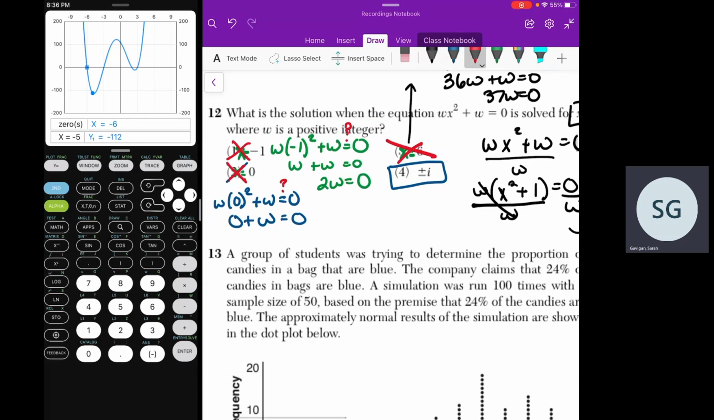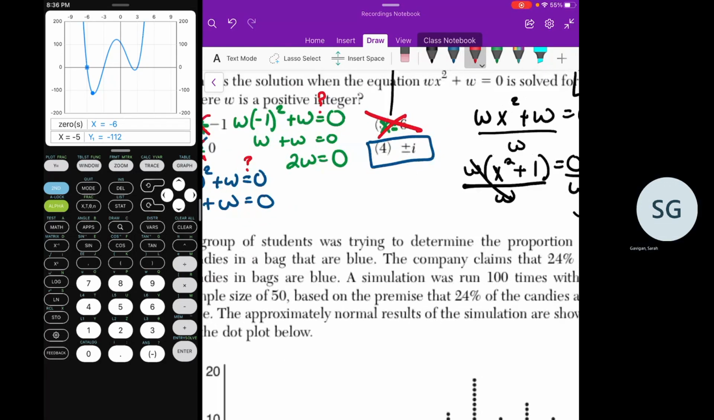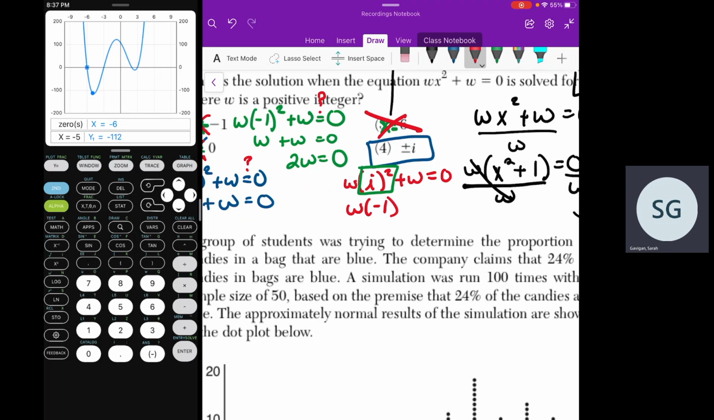So i actually works. Let me show you why. Let's just plug in positive i. We have w times i squared plus w. That's supposed to equal 0. Well, we know from the complex numbers unit that i squared actually equals -1. And that's negative w plus w. That does equal 0. And you'll see the same thing happen with negative i.